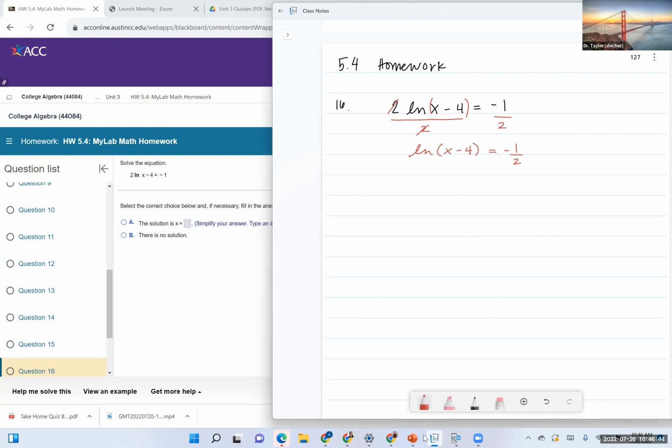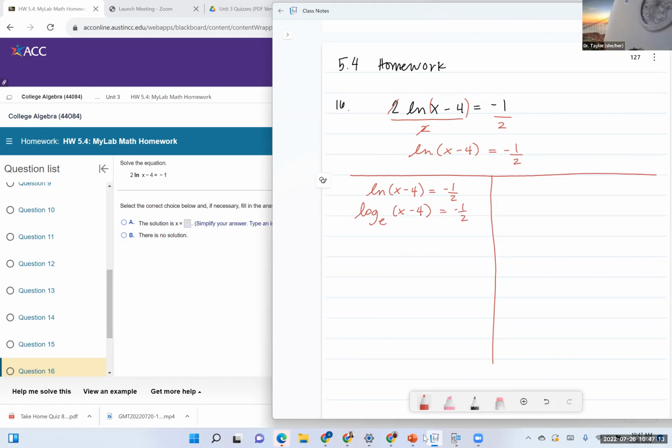But to get rid of ln, we want to exponentiate both sides. Or you can see this in 2 different ways, strategy 1 and strategy 2, which we went over yesterday. In strategy 1, it says just understand what this is. ln of x minus 4 equal -1/2 is actually log base e of x minus 4 equals -1/2. So when you write this in exponential format, the base is e, the exponent is -1/2, and the answer is x minus 4.